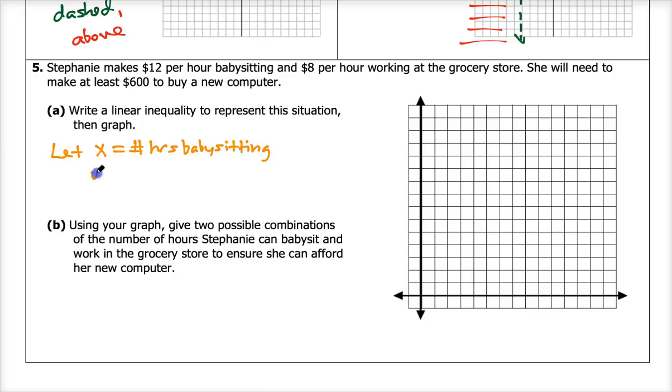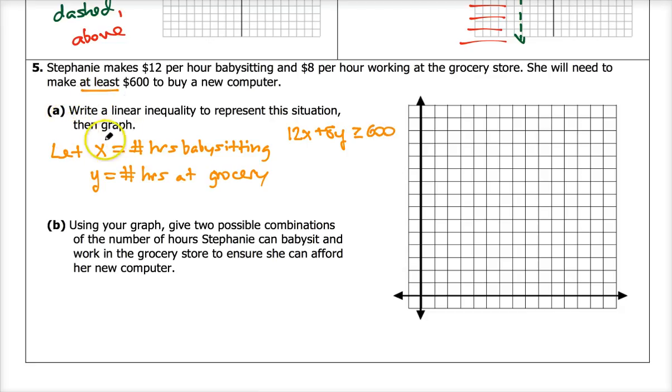And then y could be the number of hours at the grocery store. So for this problem, our inequality could be 12x + 8y ≥ 600. Again, that phrase "at least" means we need a greater than or equal to symbol.